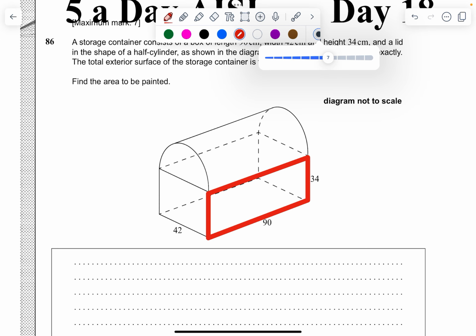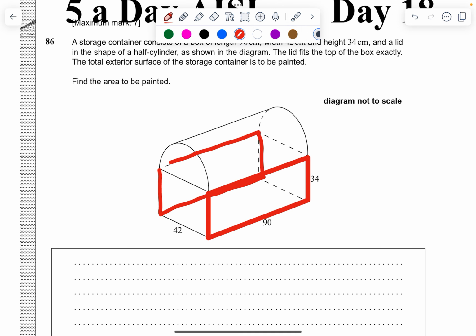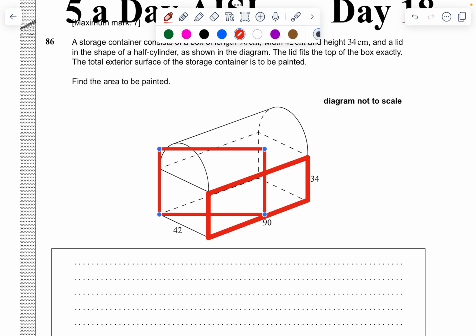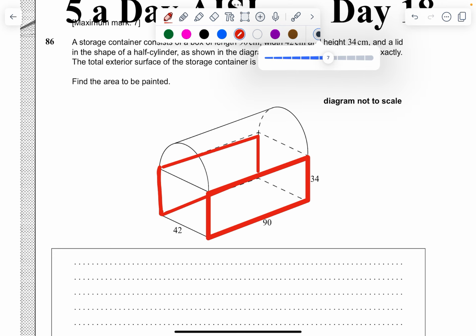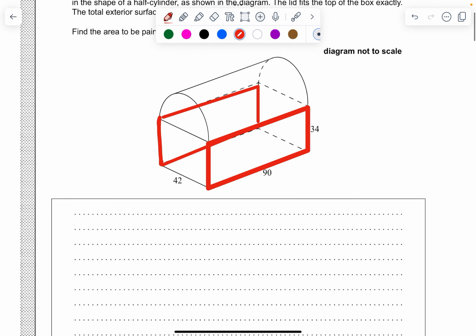The area of that rectangle is in the front and at the back. There are two such rectangles. Over here is one rectangle, and over here is one rectangle. Both the rectangles are the same. These two are red rectangles. Both the areas are going to be the same. So therefore, it's going to be 2 times 90 times 34.